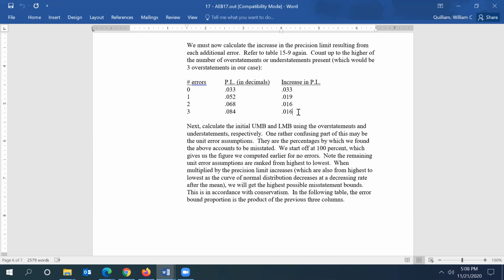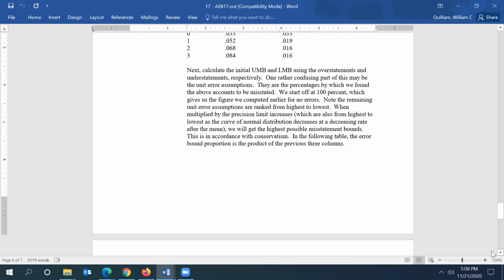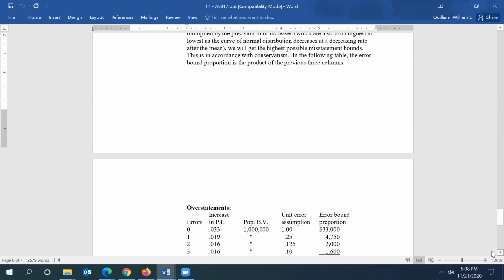We note that the remaining unit error assumptions are ranked from highest to lowest. I will show you in a second. When multiplied by the precision limit increases, which are also from highest to lowest, as the curve of the normal distribution decreases at a decreasing rate after the mean, we'll get to the highest possible misstatement bounds. This is in accordance with conservatism. And the following table, the error bound proportion, is a product of the three previous columns. What do I mean?